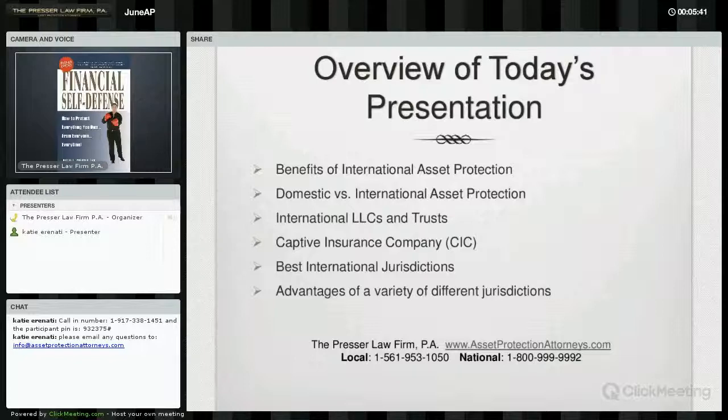We'll also talk about the captive insurance company, or CIC. We'll talk about a couple different jurisdictions from an international planning point of view. And we'll also talk about the advantages of a variety of different jurisdictions.